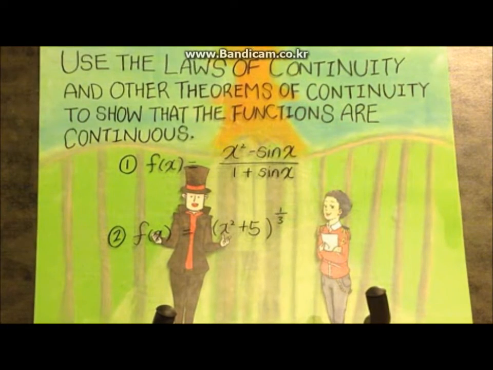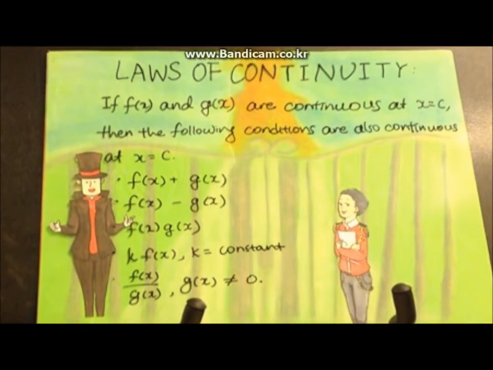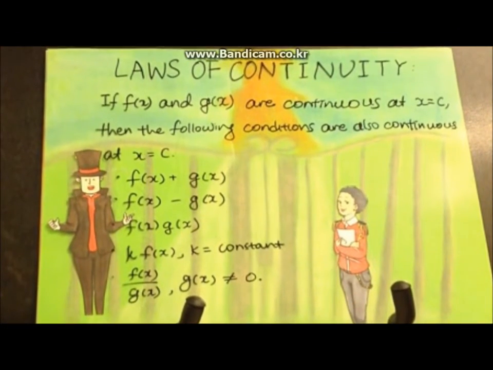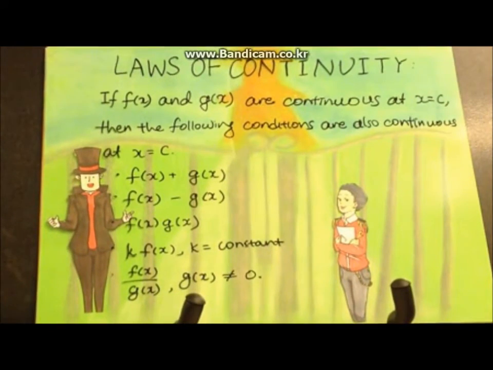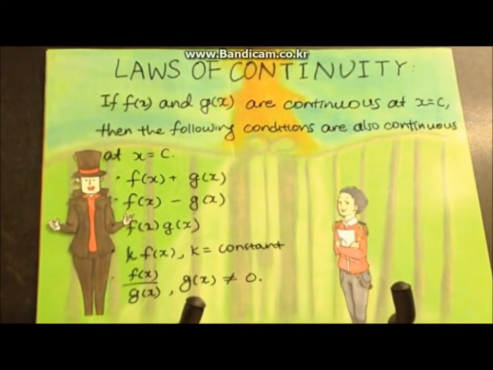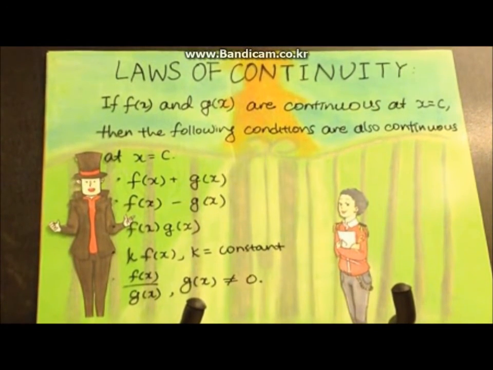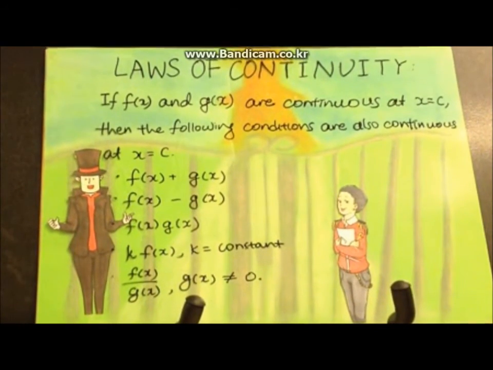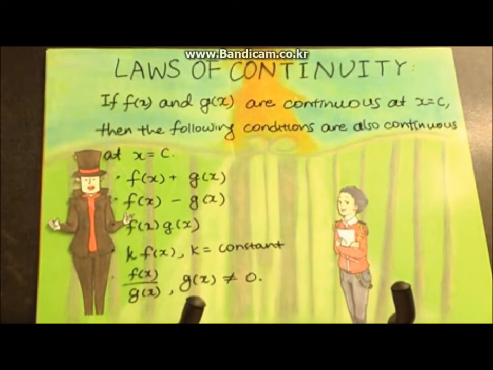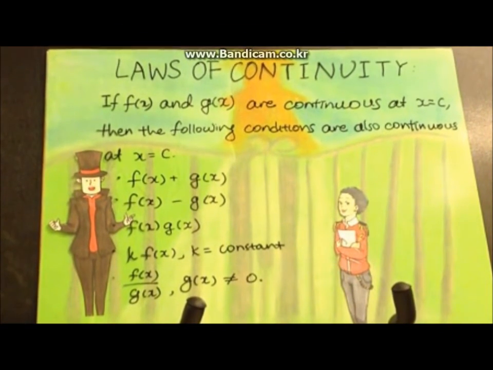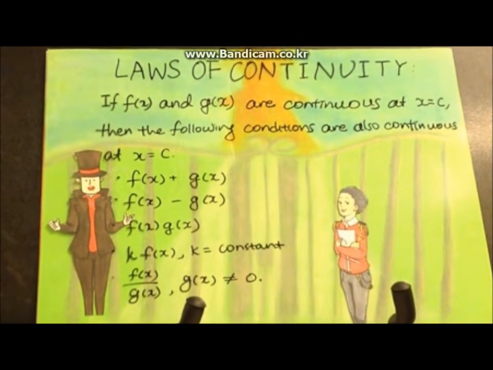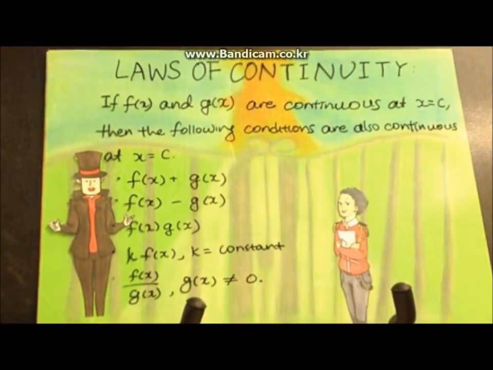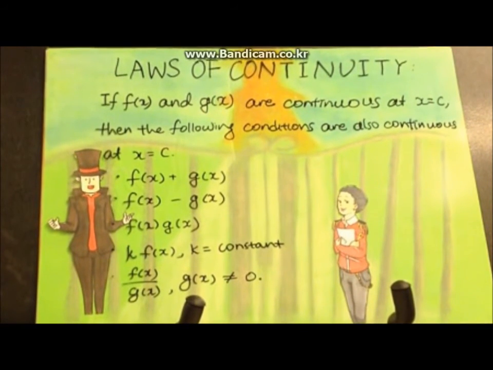Use the laws of continuity and other theorems of continuity to show that the functions are continuous. First of all, we should know what the laws of continuity are. According to the laws of continuity, if f of x and g of x are continuous at x equals c, then the following are also continuous at x equals c: f of x plus g of x, f of x minus g of x, f of x times g of x, k times f of x, where k is a constant, and f of x over g of x, where g of x is not equal to 0.